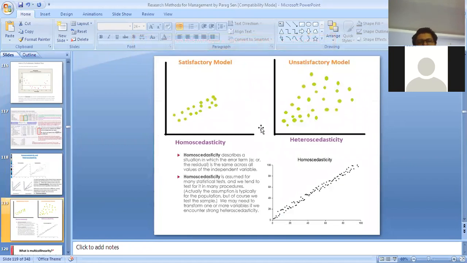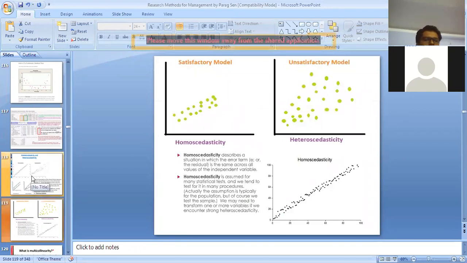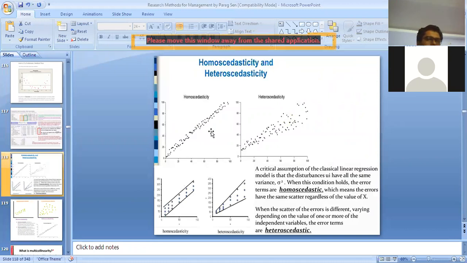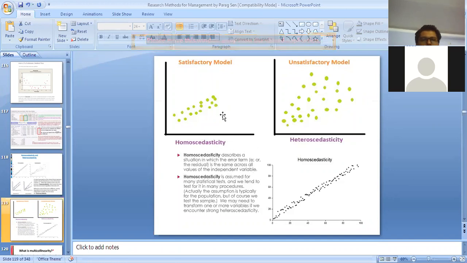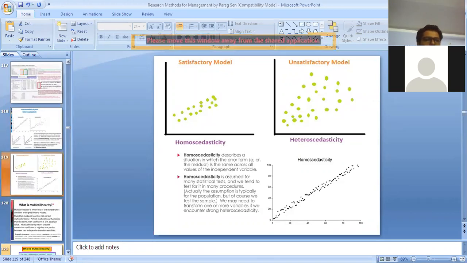Actually, strictly speaking, it is not the error terms we are talking about; we are basically talking about the residuals, because the errors you will not know. Why are we discussing homoscedasticity and heteroscedasticity? Because for some models or some tests, we assume homoscedasticity in our data. So that's why you should know these two terminologies.